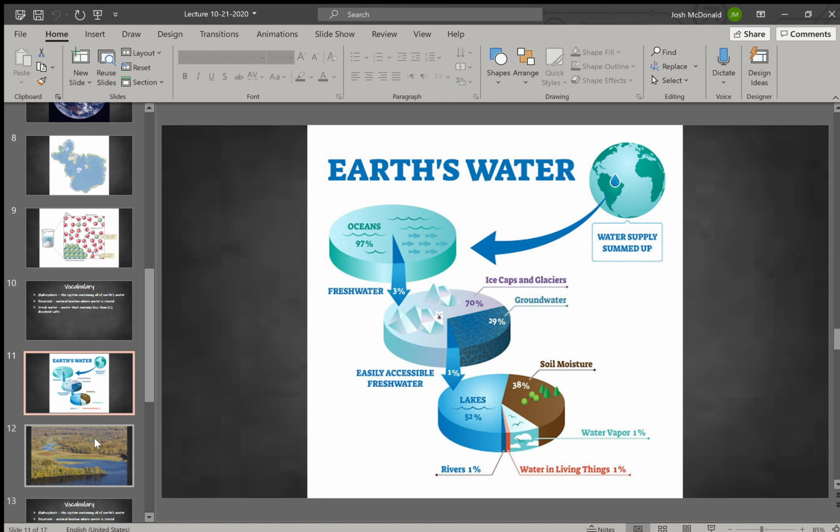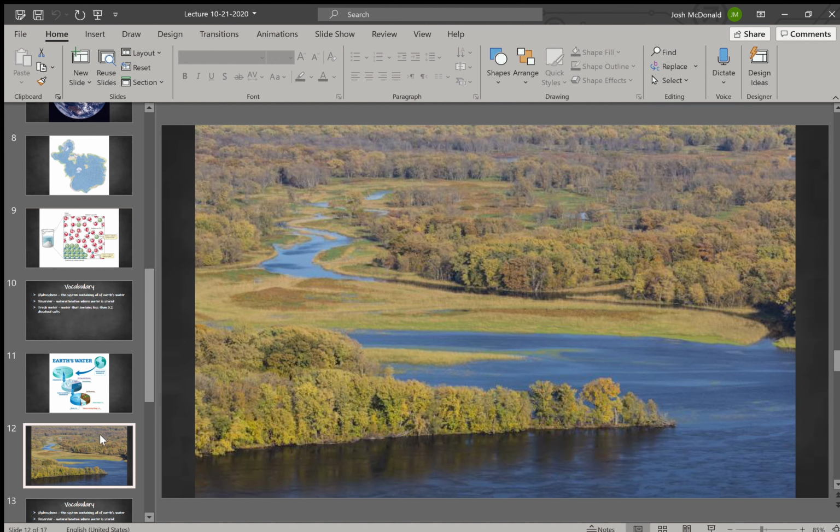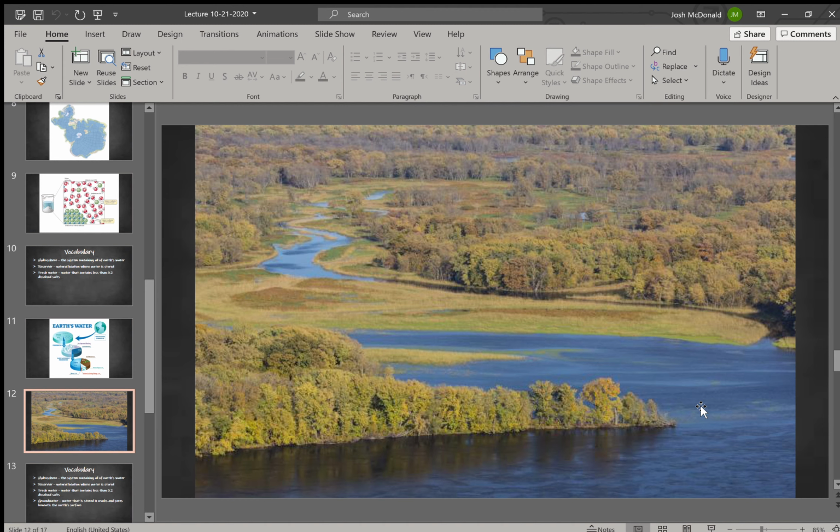So let's talk about lakes and rivers. Of that 1% of fresh water that's easily accessible, 52% is in lakes and 1% is in rivers. This is a big source of water since the beginning of human civilization. If you notice, most major cities throughout history were built near some major source of fresh water because we need it. A lot of cities were built on rivers. Now, granted, sometimes on the ocean, but it was best to have some place where they could get fresh water. We don't have the same kind of limitations today, but most of your major cities throughout history are going to be built near some source of fresh water.